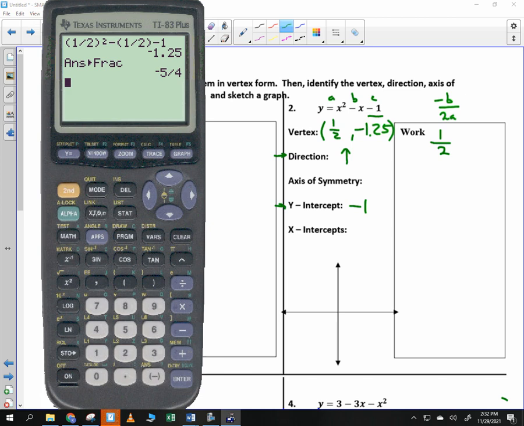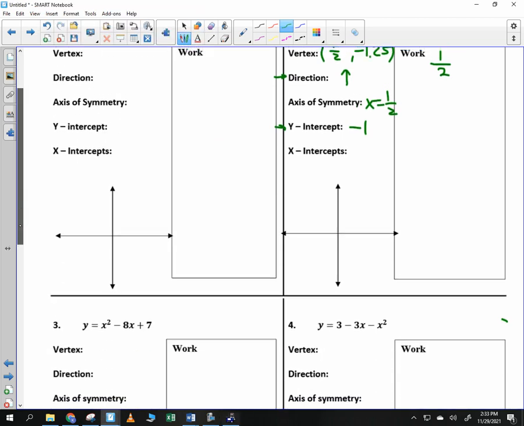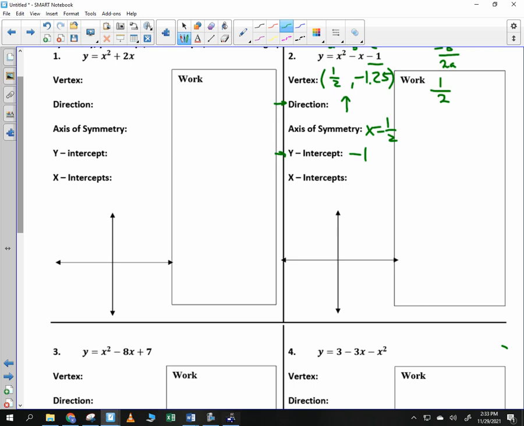The axis of symmetry. It's not a number, it's an equation. X equals, and it's the x value of your vertex. So x equals 1/2. So I'm going to start making a graph now.